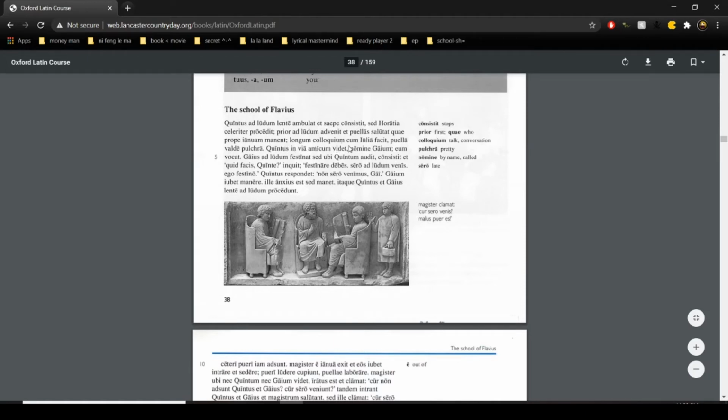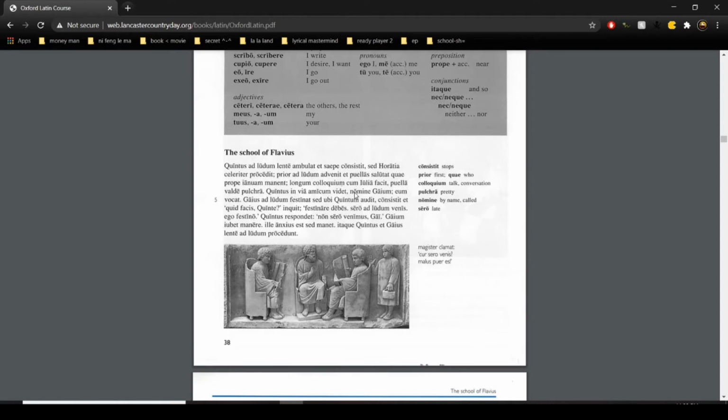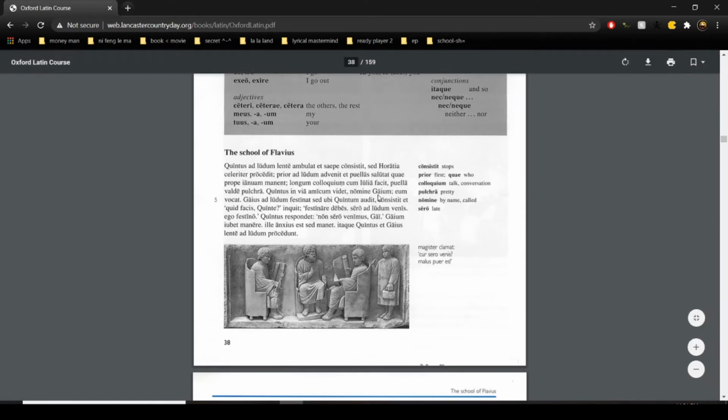Longum colloquium cum Julia facit puella valde pulcra. So she makes long conversation. Yeah, these are both accusative, and they should agree in case, this longum and colloquium. So she makes long conversation. This is the conjunction cum, which is with. So it's very rare you see that in actual Latin, but this book loves doing that for some reason. So she makes long conversation with Julia. The girl is a very pretty girl.